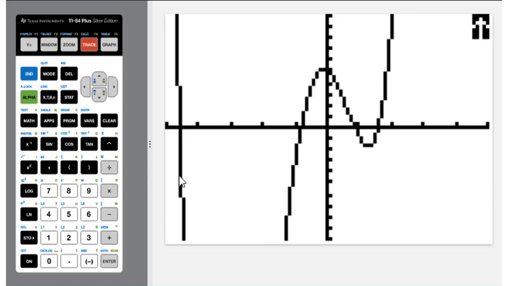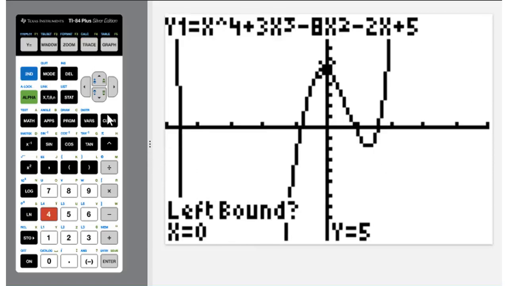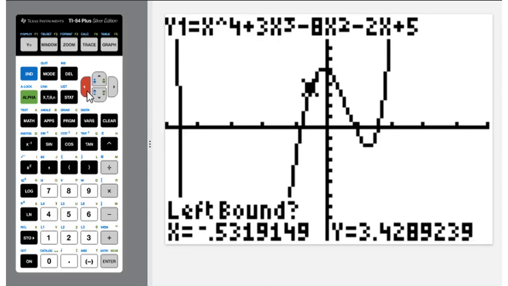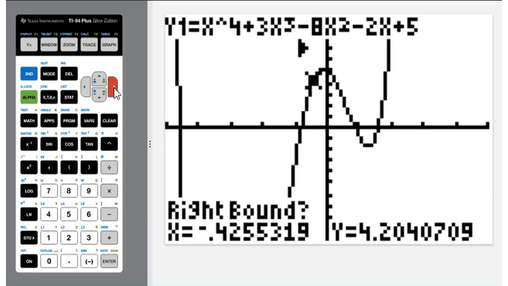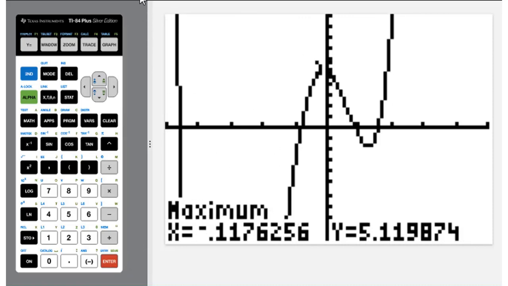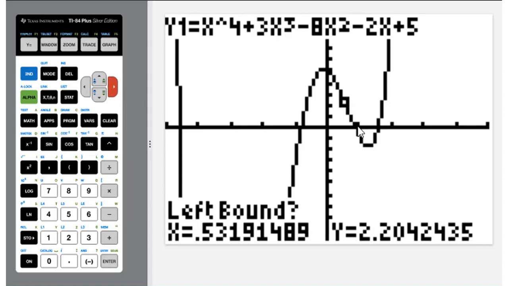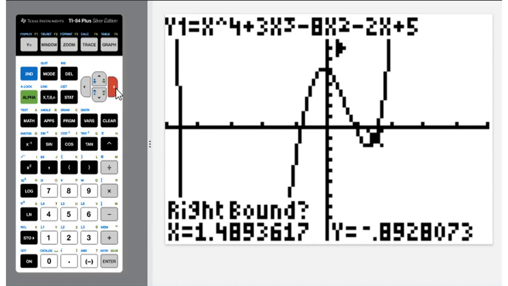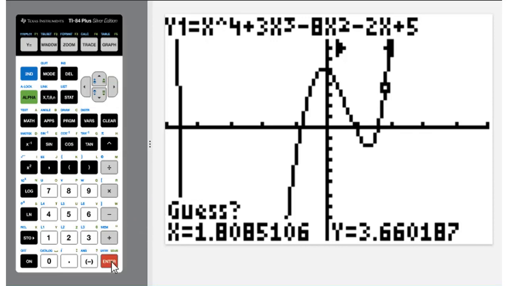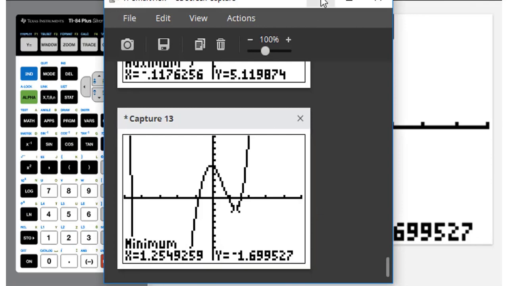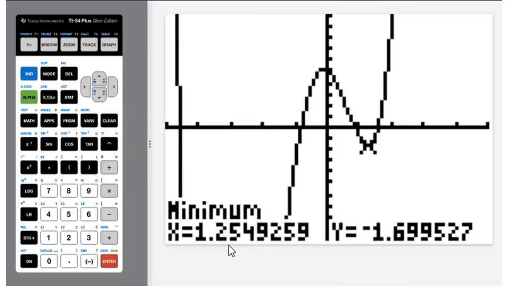So we do second trace, maximum, that's a 4. Left bound, you can move over here, enter. Then move to the right side of this maximum point, put the enter, enter. That's the maximum point. Go to this minimum, do second trace. Minimum is 3. So move to the left side of this minimum point, enter. Then move to the right side of this minimum point, enter, enter. We got the minimum point.